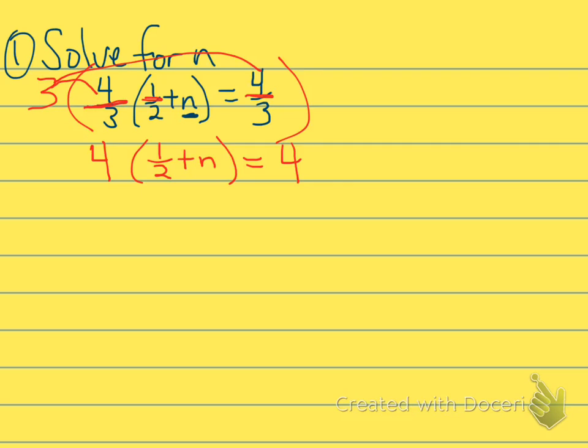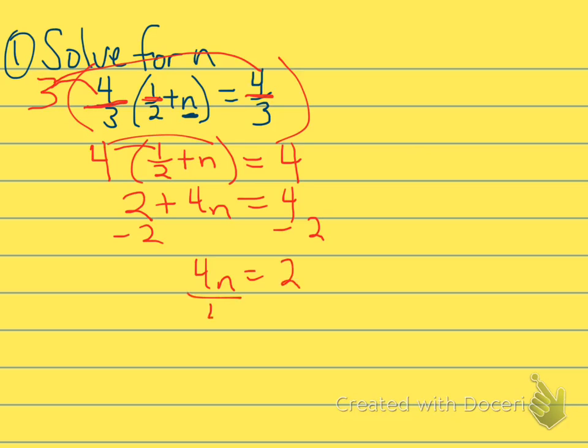Now with this 4, I'm just going to distribute, or I could divide by 4. There's different ways we could approach this. Let's say I do this. Half of 4 is 2. 4 times n is 4n equals 4. Subtract 2, and I'm left with 4n equals 2. Divide by 4 or multiply by 1/4. 2 divided by 4 is 1/2.